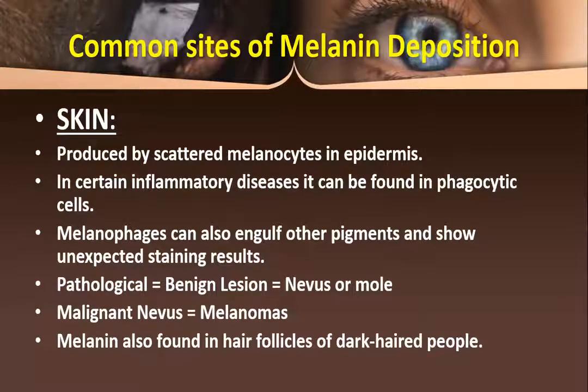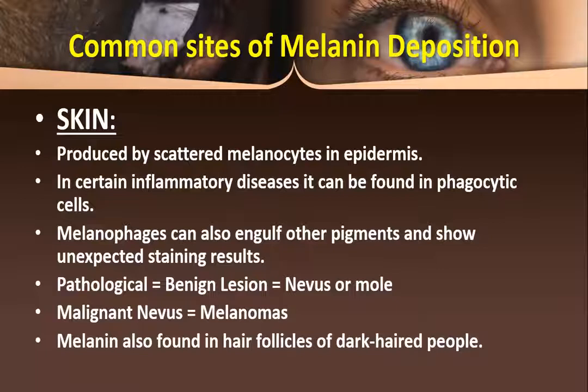Now, melanin deposition. Melanin deposits normally as well as abnormally or pathologically in our body. Okay, so in normal circumstances, where melanin deposition occurs, you can say skin, brain, eyes, and abnormally, the common abnormal deposition of melanin is seen in many neoplastic growths or tumors.